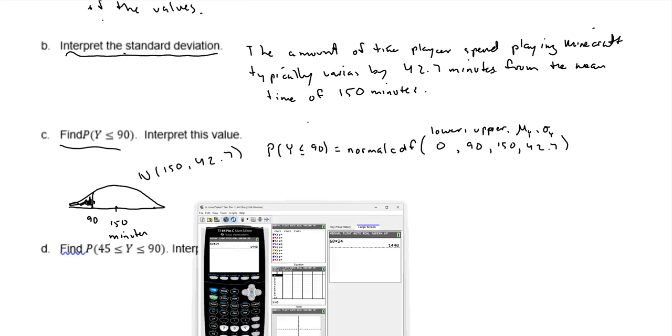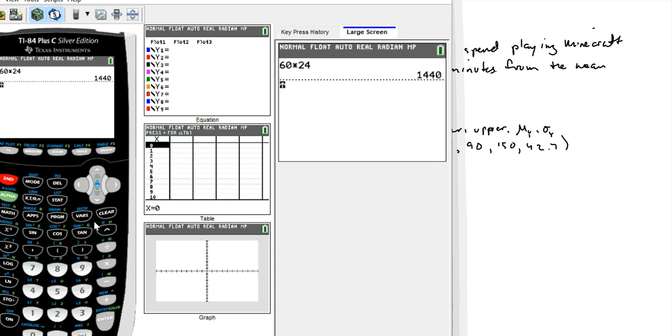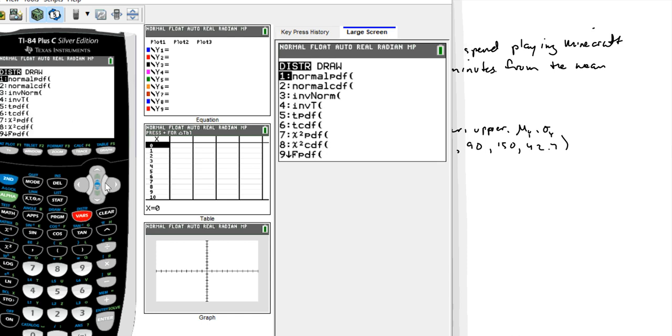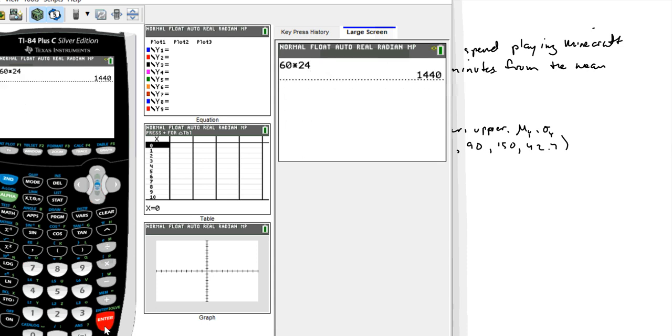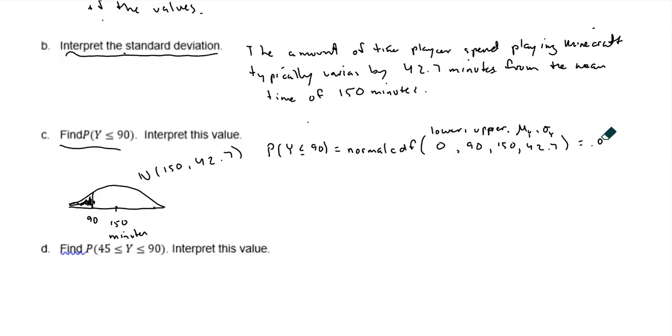If we go to our calculator, select vars, and go down to 2, normalcdf, we can punch in all of our values. Our lower limit is 0, our upper limit is 90, our mean is 150, and our standard deviation is 42.7. Press enter, and we get a value of 0.0798.